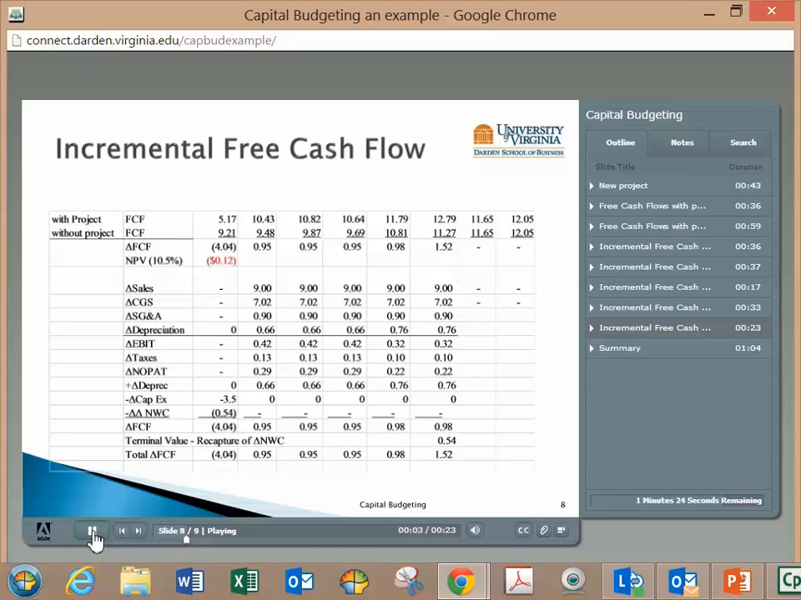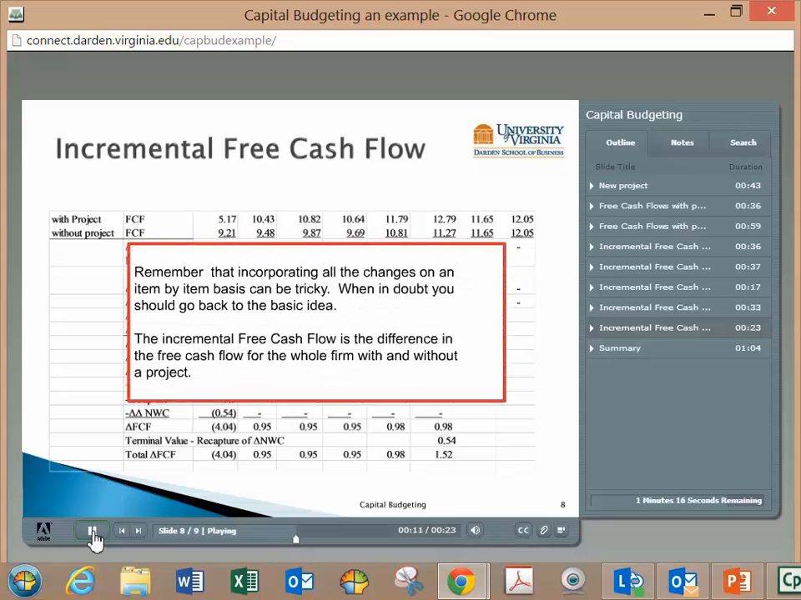Remember that incorporating all the changes on an item-by-item basis can be tricky. When in doubt, you should go back to the basic idea. The incremental free cash flow is the difference in the free cash flow for the whole firm with and without the project. Capital budgeting is one of the most important activities that a firm engages in.